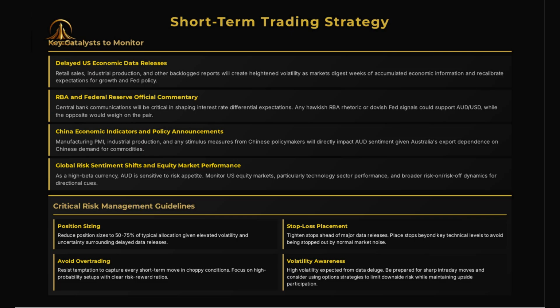Critical risk management guidelines include reducing position sizes to 50 to 75% of typical allocation, tightening stops ahead of major data releases, avoiding overtrading in choppy conditions, and being prepared for sharp intraday moves. High volatility is expected from the data deluge, so consider using option strategies to limit downside risk.